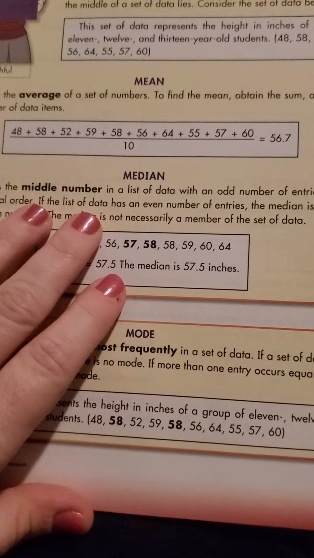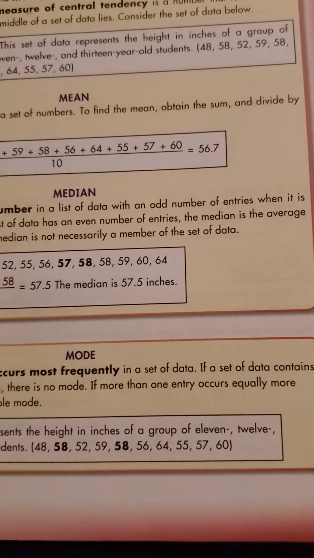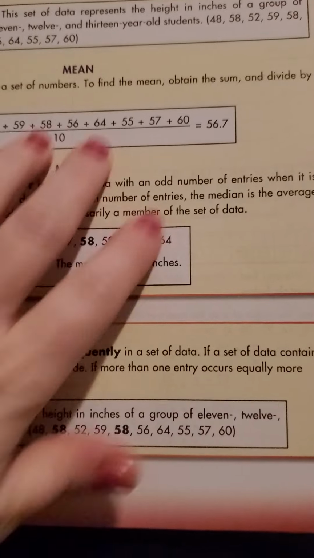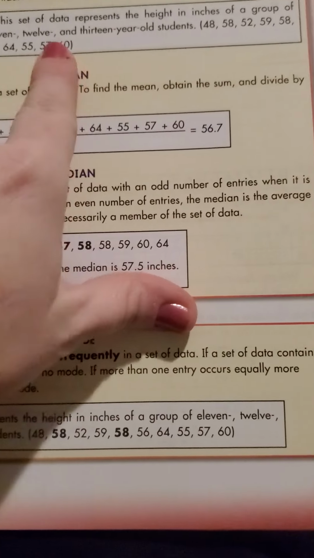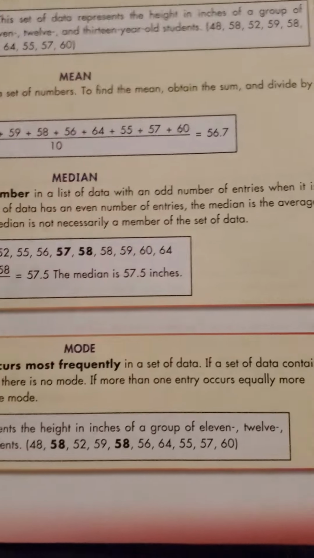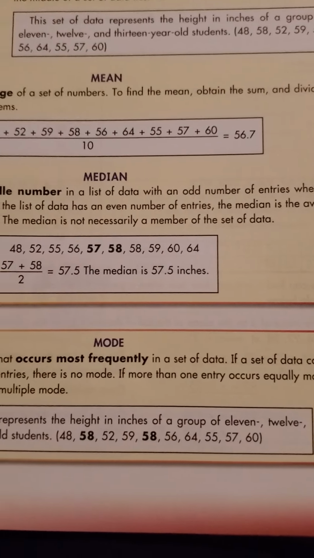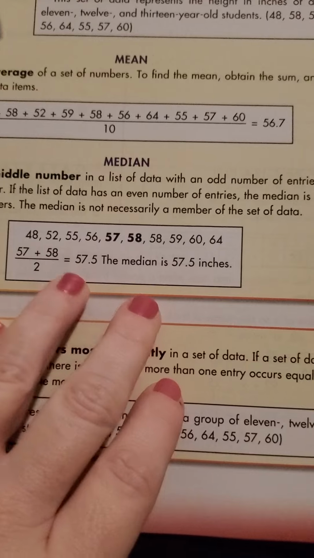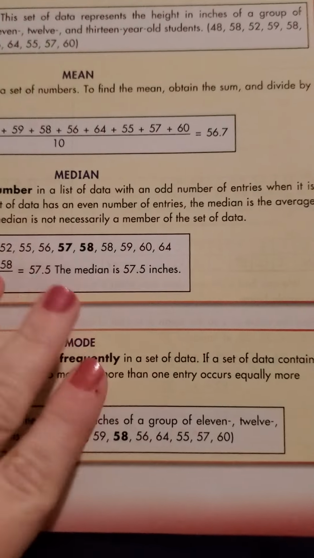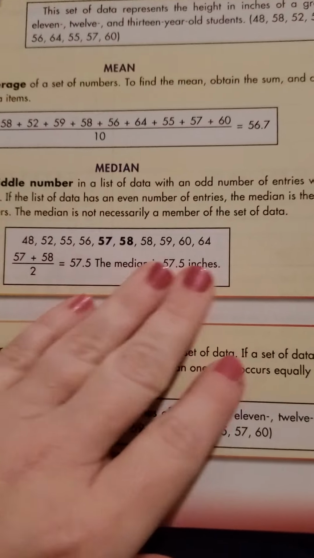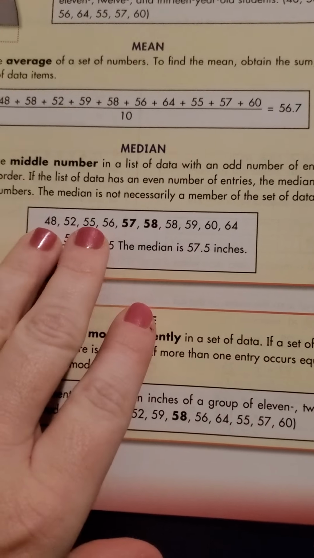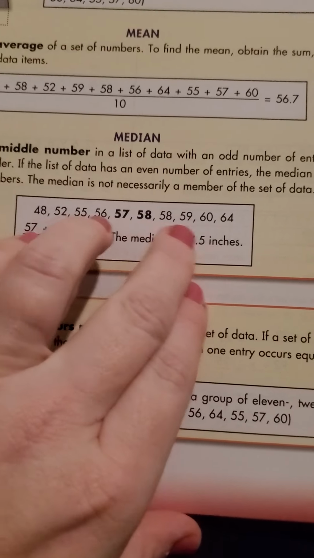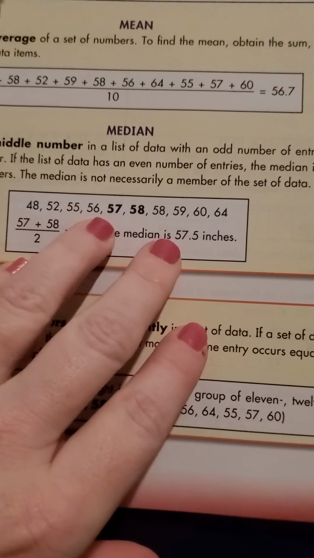Okay, the median is the middle number. So when you arrange them in numerical order, so you see up here, they're just thrown together. They measured the students however they were lined up, and then they wrote them down. But here to find the median is in the middle. You have to put them in numerical order. So they put them 48, 52, 55, 56, 57, 58, 58, 59, 60, 64. Well, there's 10 of them.